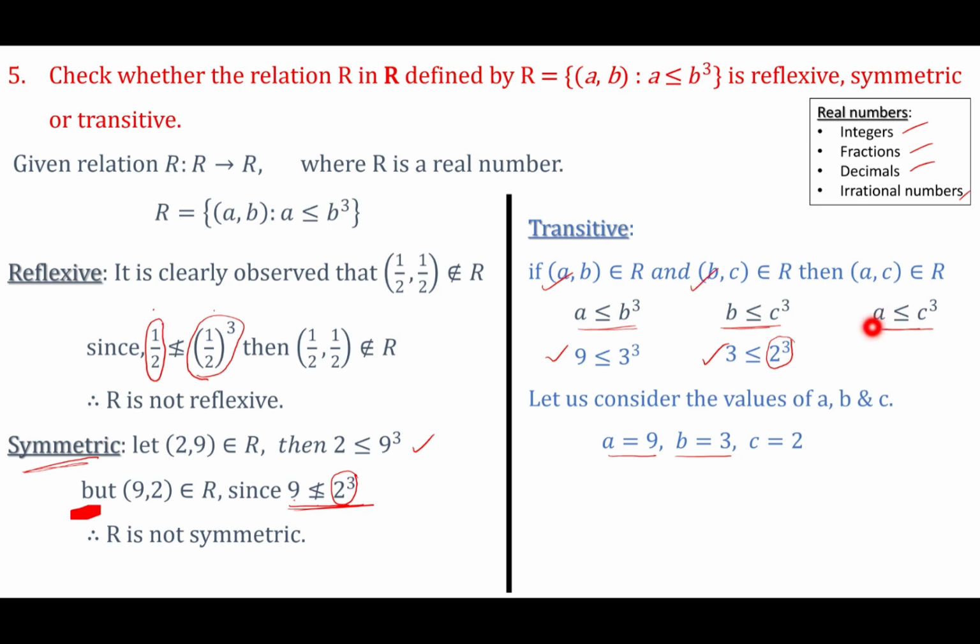Now come to the third. A must be less than or equal to C power 3. Then only it is transitive. Now here A is 9 and C is 2. So 9 is not less than or equal to 2 power 3, because 2 power 3 is nothing but 8 and 9 is bigger. So this does not satisfy the condition. So A comma C does not belong to R. AB belongs to R, BC belongs to R, but AC does not belong to R. So the relation is not transitive.